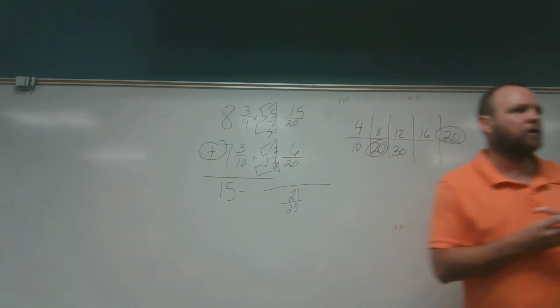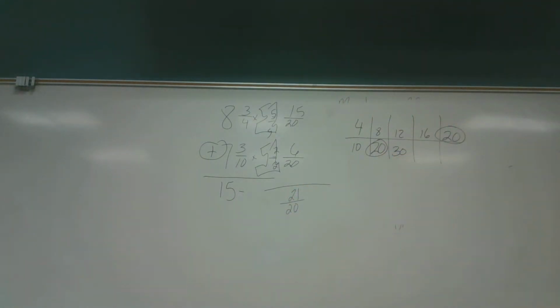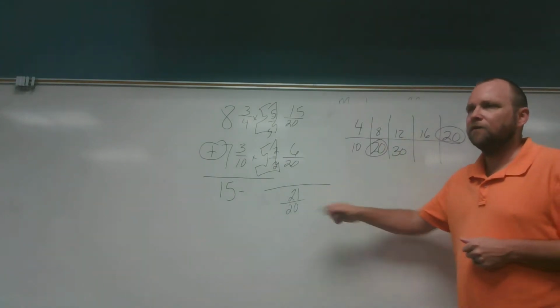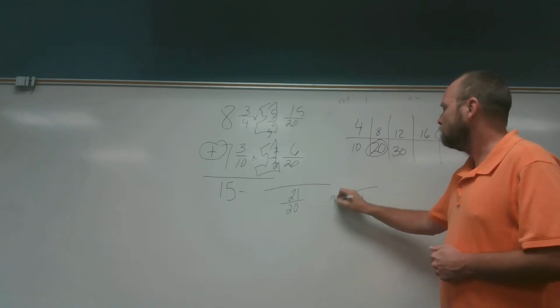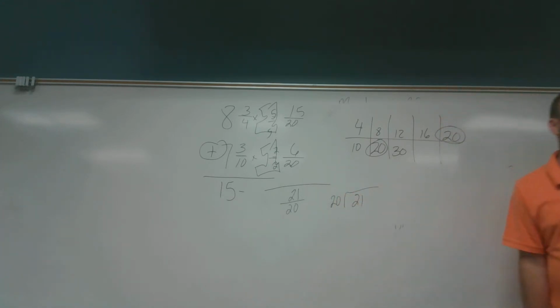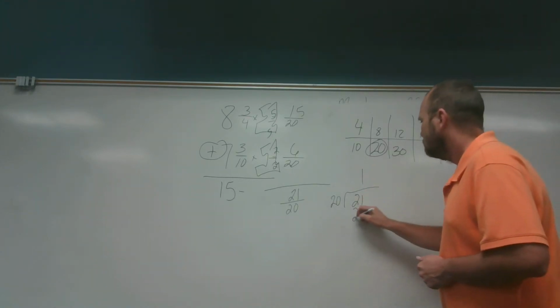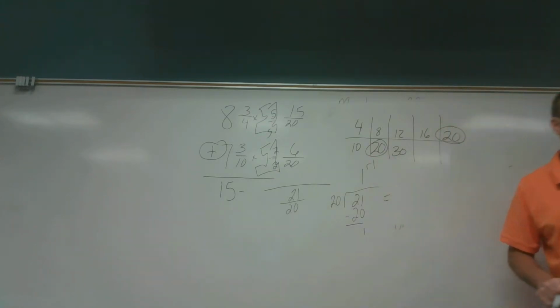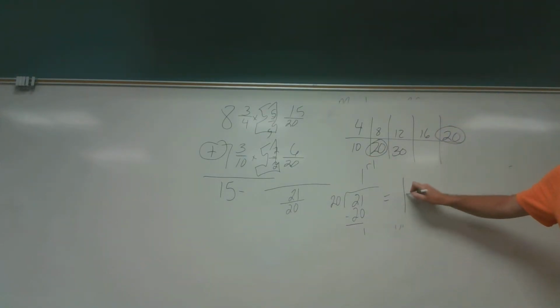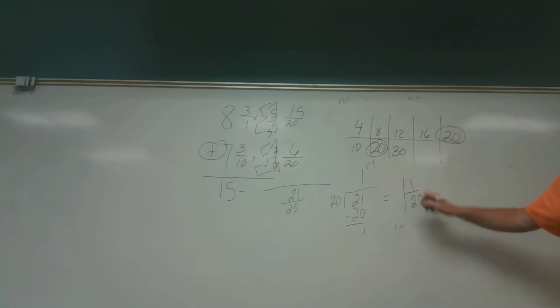21/20. Now, Kane, what do you notice about that fraction? It is improper. So this says 21 divided by 20. We're going to divide 21 by 20. Kane, how many times does 20 go into 21? One time. Subtract. I get 1, remainder 1, which equals 1 and 1/20.